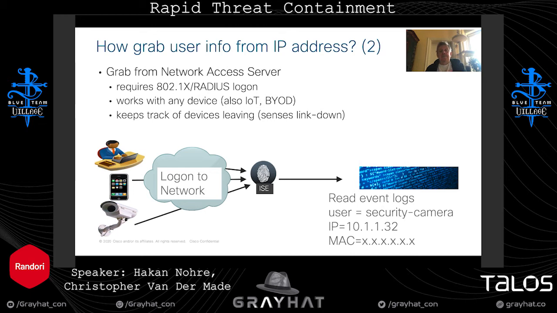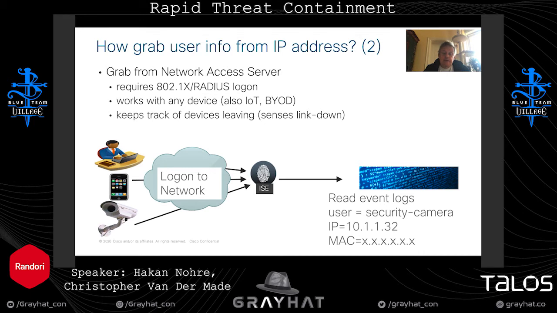A better way of keeping track of users and IP addresses which are on our internal network is if you're using Radius logon with the 802.1x standard, you can grab that information directly from the network access server. So in this example, we are using Cisco's network access server or Radius server, which is called Cisco ISE, but this will work also for other vendors or for open source Radius servers. This requires then logon to the network via the standard 802.1x, but this will then work with any device that logs onto the network, including IoT systems, bring your own device, etc.